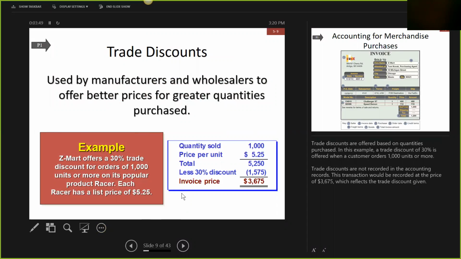Here's an example of those trade discounts that we talked about. In this example, Z-Mart has a 30% discount, and this is not just for paying early, it's for actually ordering a certain amount. So if you order 1,000 units or more, then you get a discount of 30%. So here is how we come up with the invoice price.